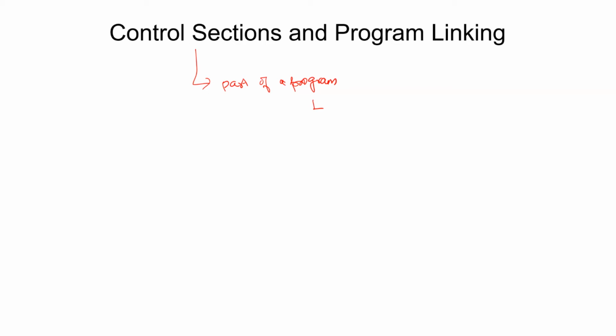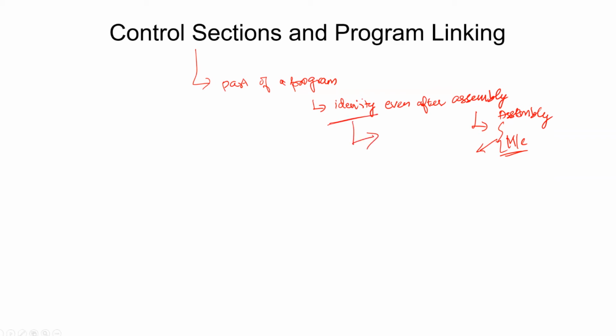Control section is a part of a program that maintains its identity even after assembly. What is meant by assembler? It converts from assembly level language to machine level language. When you convert your program from assembly level language to machine level language, some part of the program will maintain its identity. You cannot change that. It will be there as it is.